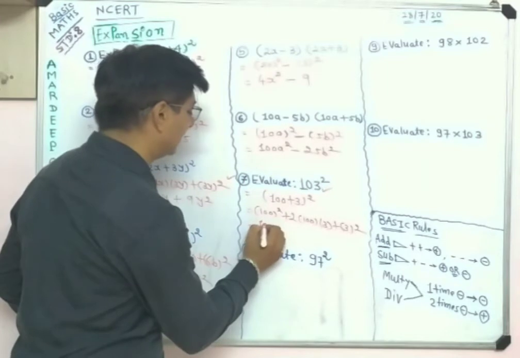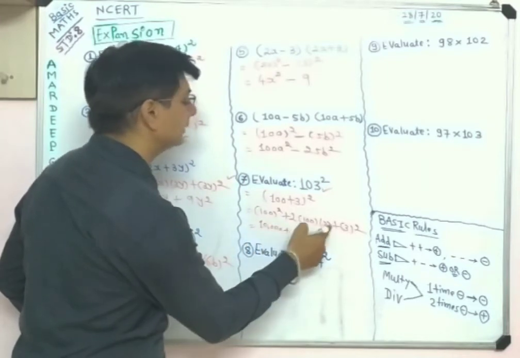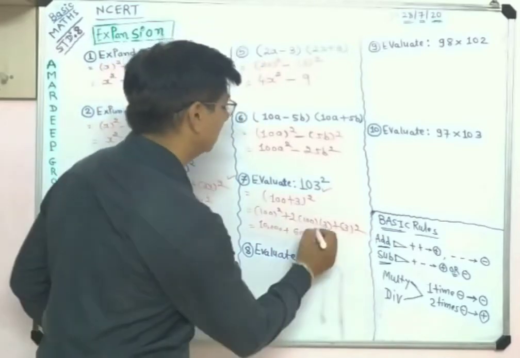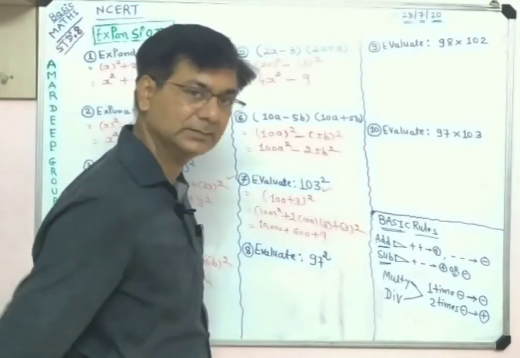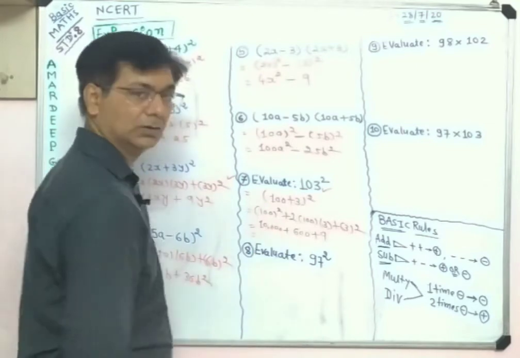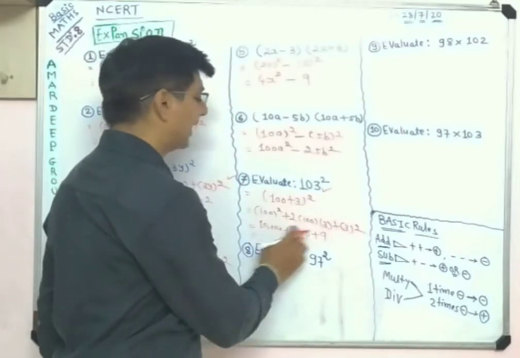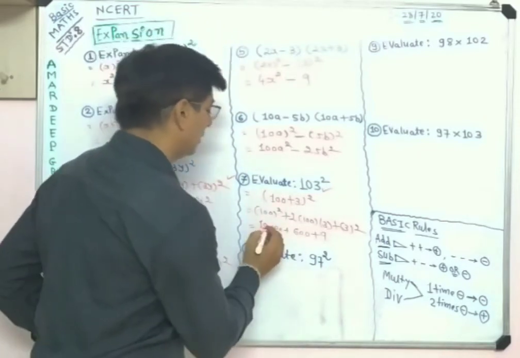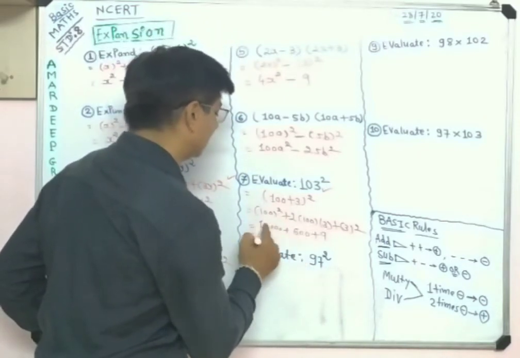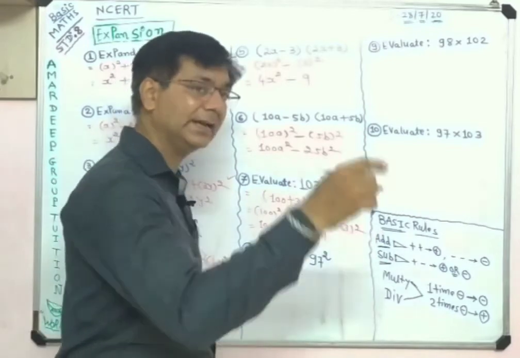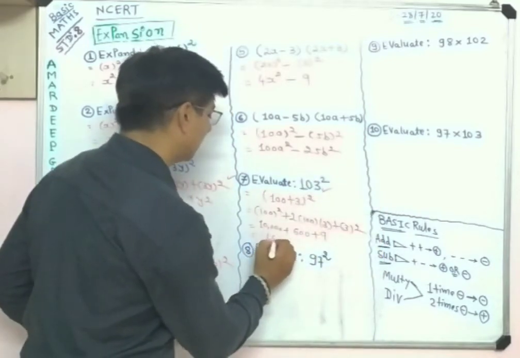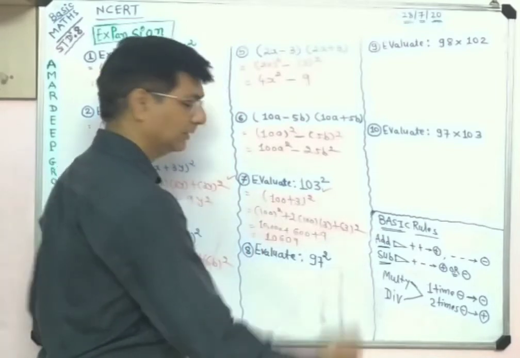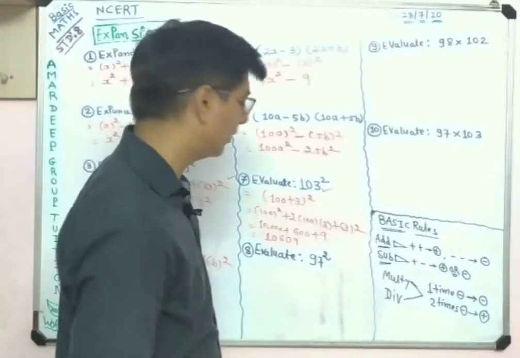100 squared is 10,000. 3 times 2 is 6, times 100 is 600. 3 times 3 is 9. So we get 3 constant terms: 10,000 plus 600 is 10,600, plus 9. So 10,609. Answer we got.